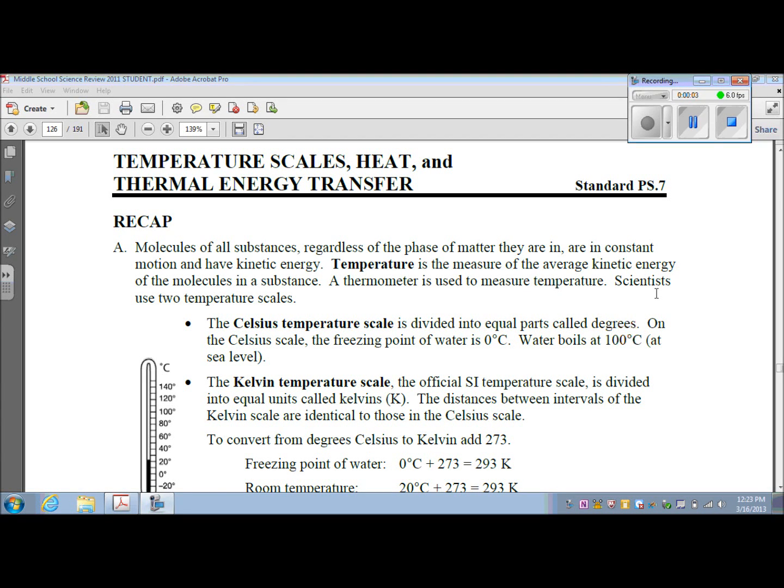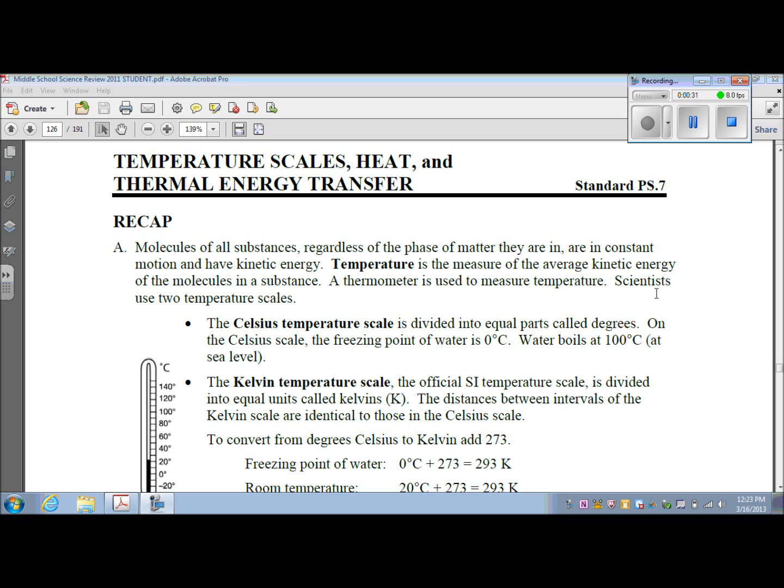Page 112. Temperature scales, heat, and thermal energy transfer. Recap, Section A. Molecules of all substances, regardless of the phase of matter they are in, are in constant motion and have kinetic energy. Temperature is the measure of the average kinetic energy of the molecules in a substance. A thermometer is used to measure temperature.